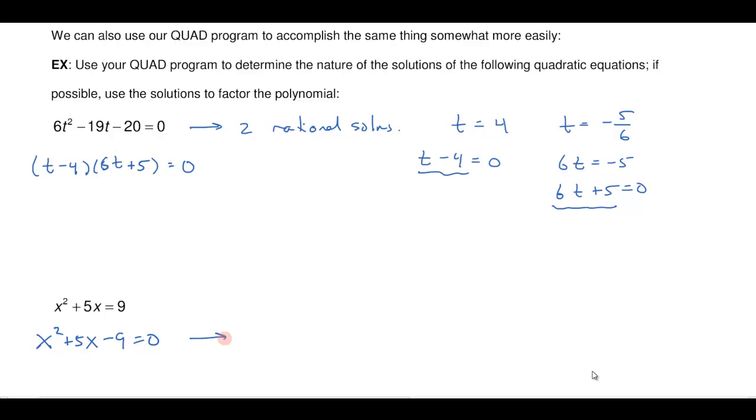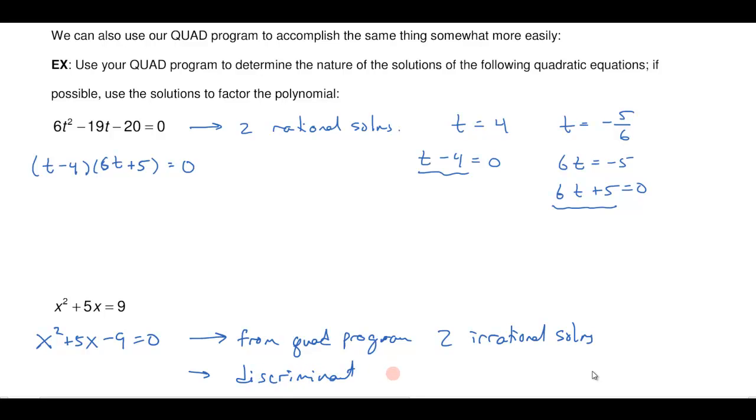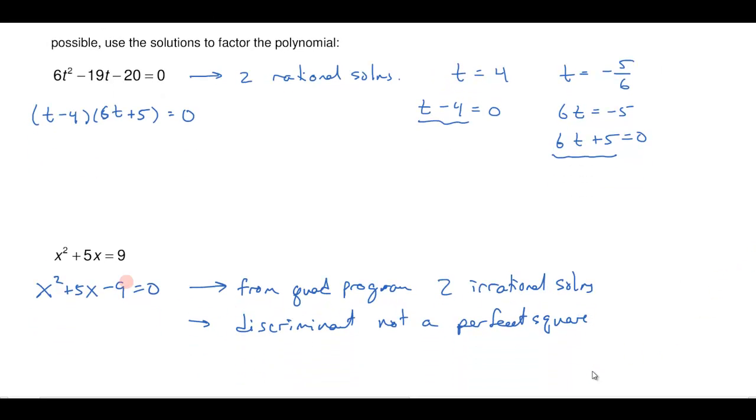And so in this case, I can see from the quad program that it appears there are two irrational solutions. And so that would tell me that the discriminant is not a perfect square, but more importantly, for where we might want to use the idea of the discriminant, this isn't going to be factorable. I'm not going to be able to find any factors of 9 that are going to combine to give me 5.